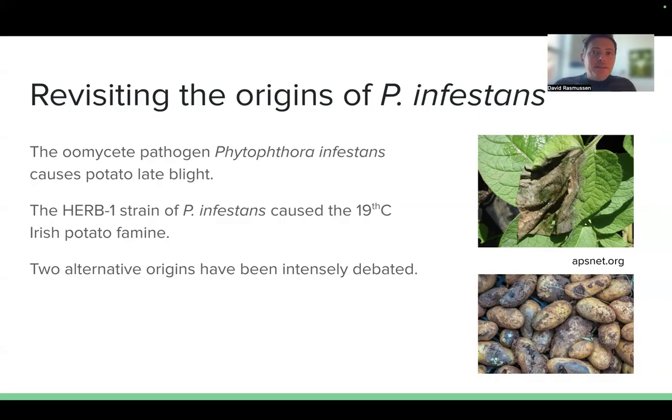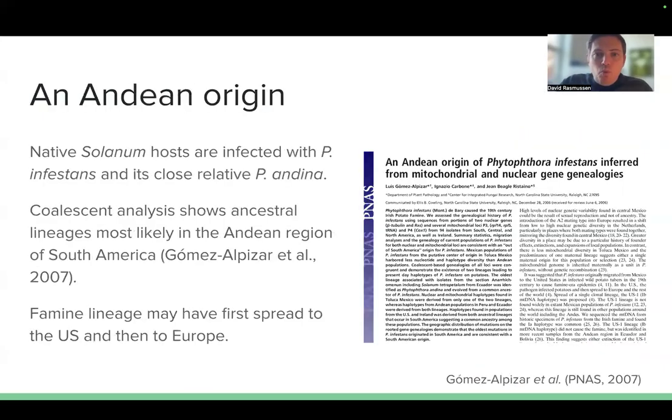So people have postulated different hypotheses about where this lineage of P. infestans first arose. One theory is that it arose in the Andes, somewhere in modern day Peru or Colombia. And this is well supported biologically by the fact that the main host of P. infestans, tuberous solanaceous crops like wild potatoes, are native to the Andes, and so it would make sense that the pathogen arose here.